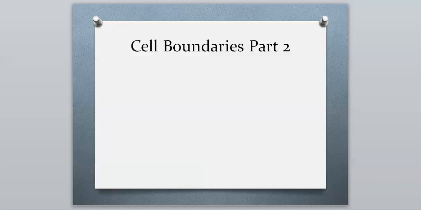So we're in chapter 7, section 3, part 2, and yesterday we talked about how we have cell membranes and cell walls that surround the cell, and now we're going to talk about how things can pass through that cell membrane.